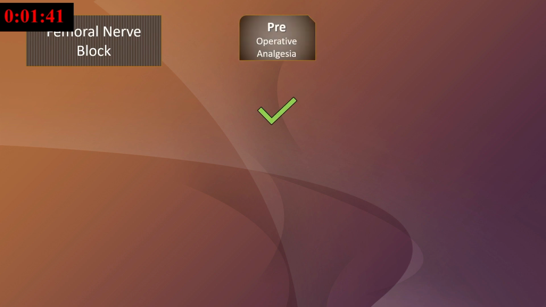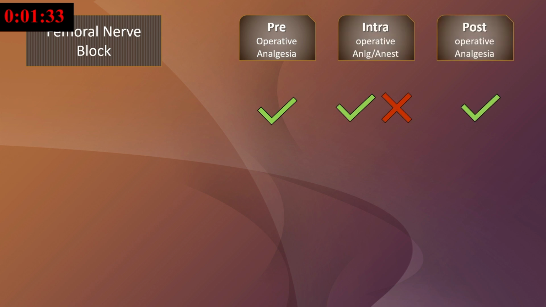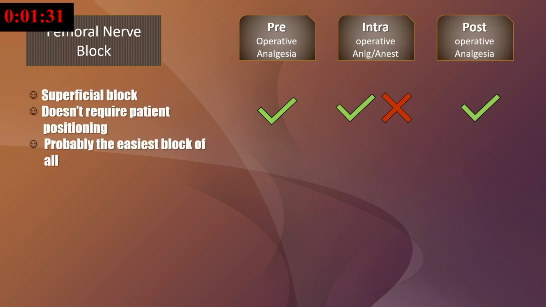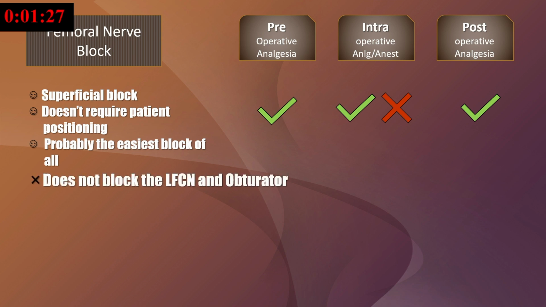What about femoral nerve block? Easiest block to do in the book. Provides pre-op analgesia, intra-op analgesia, and post-op analgesia. Again, superficial block, no patient positioning required, easiest block in the world. Does not block the LFCN and obturator, but if you're having a closed fracture and you're trying to provide analgesia, you don't really need the LFCN for pre-op analgesia.